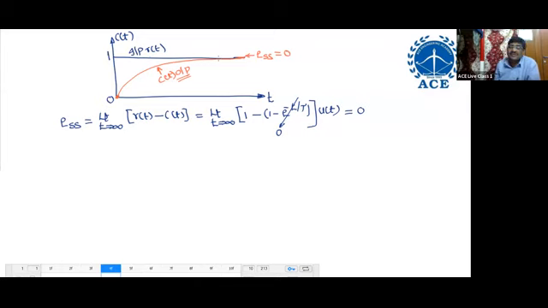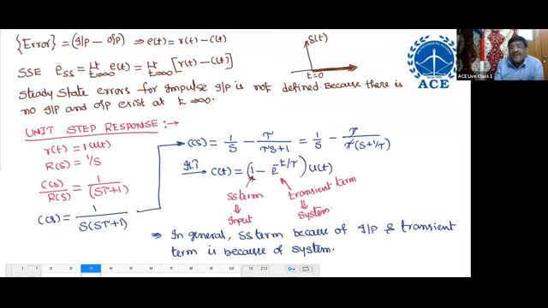But what is the steady state value here? 1 is the steady state value. This steady state value depends on the system gain as well as the input. When the input is a step, the steady state value is nothing but A times K. A is called the amplitude of the input. K is called the system gain.